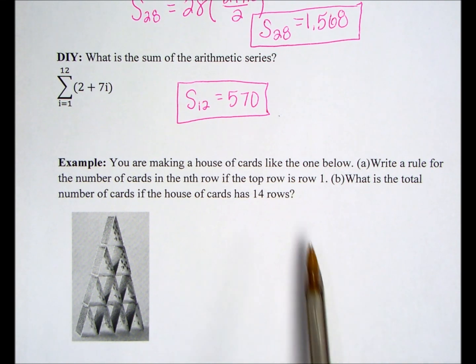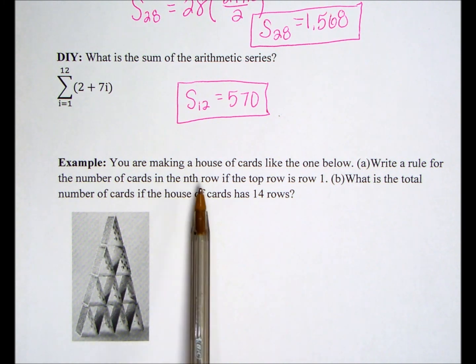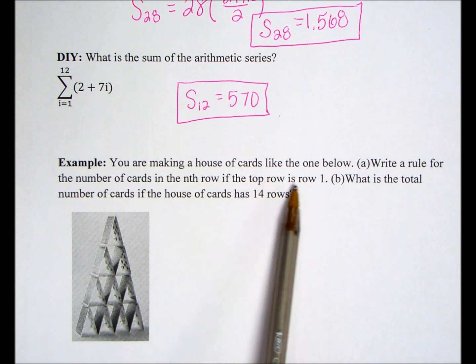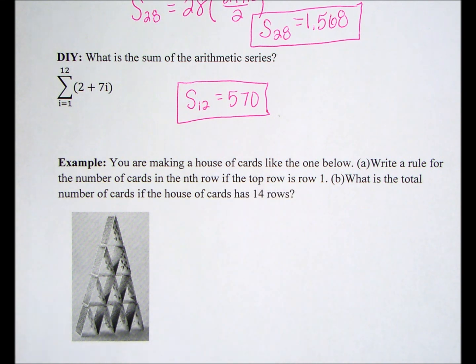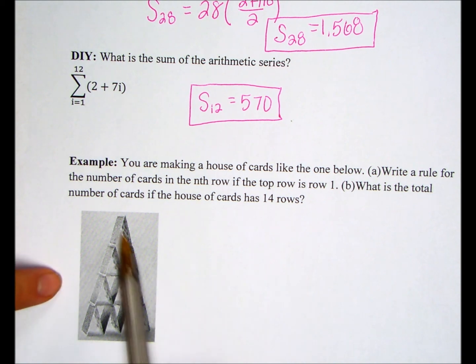All right, the last one I have for you is that you are making a house of cards like the one below. I'm sure you've all done this before. Write a rule for the number of cards in the nth row if the top row is 1. So we're saying that the top row is 1. We're going to let this first row here be our first term.